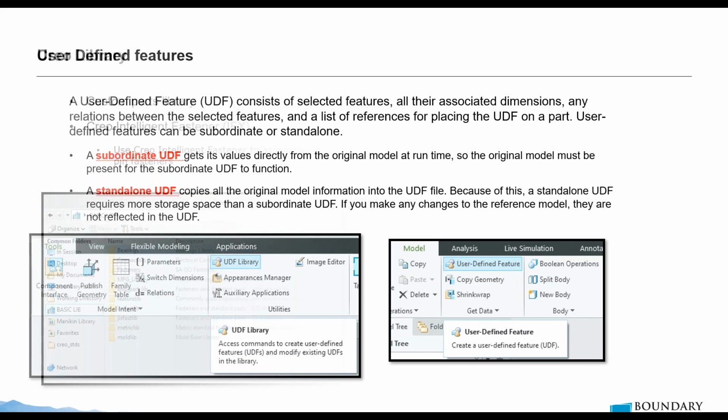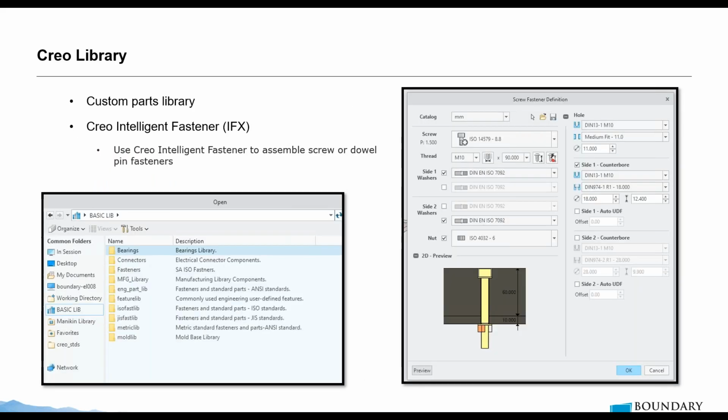Then the Creo library. If you think about the Pro/Engineer days, Wildfire 2, 3, 4 maybe, the Creo library was most of the time nuts and bolts and things like that. That's not the case anymore. The library functionality is more about custom parts nowadays. We've got IFX, which is this interface on the right-hand side, where you can place nuts and bolts and dowels and things like that. There's a lot of information there. It's a much cleaner interface and a lot easier to use.